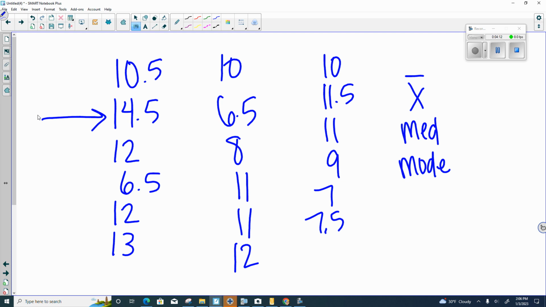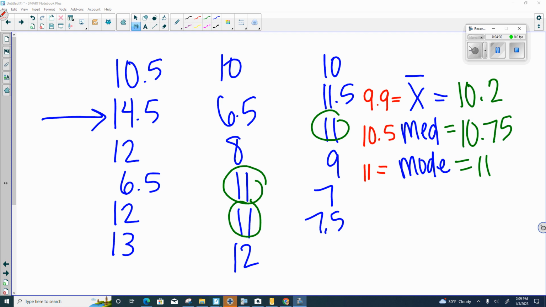Oh, did you follow? Okay, so push stat. Push the stat button, and then enter. And then you're going to put them in, in here. So 10.5, enter. 14.5, enter. Probably should have recorded that.